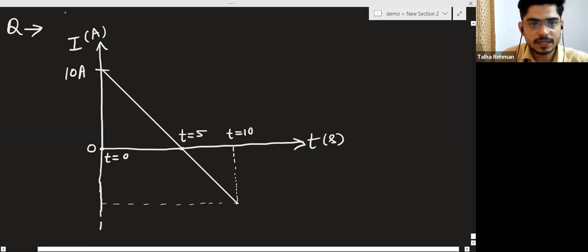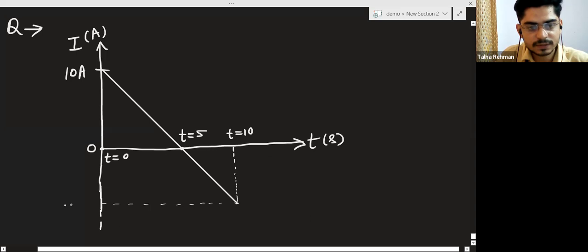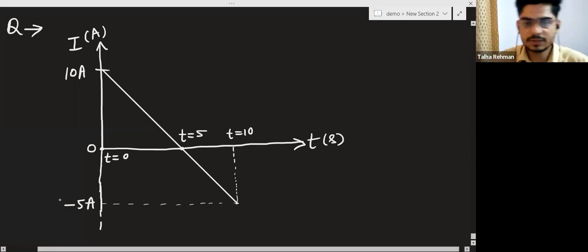Fine. And the value of current on the negative current axis is given as minus 5 ampere. Okay, fine. This is the graph.